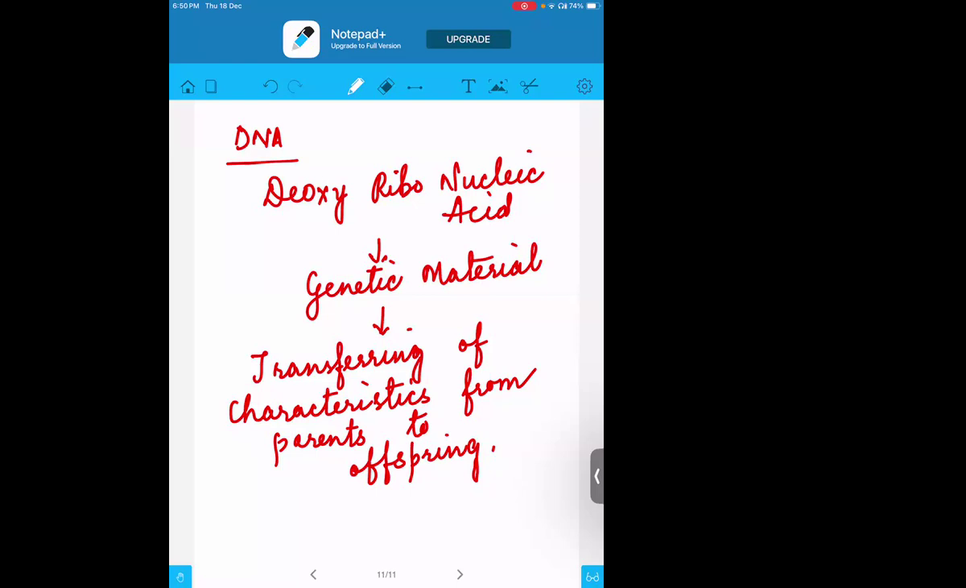And that is the reason you might have seen in the movies, if they are not able to identify who is the real father or real mother of a particular child, what they do is a DNA test, because the DNA of each and every individual is different.